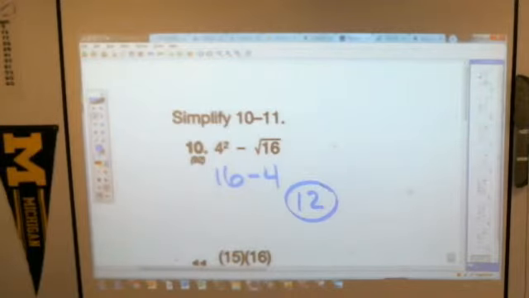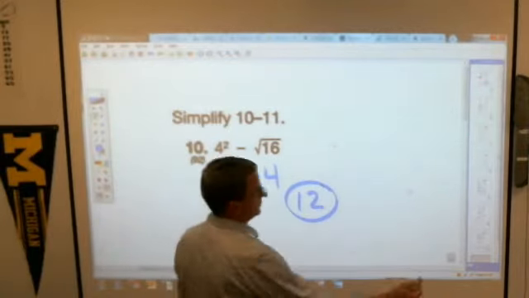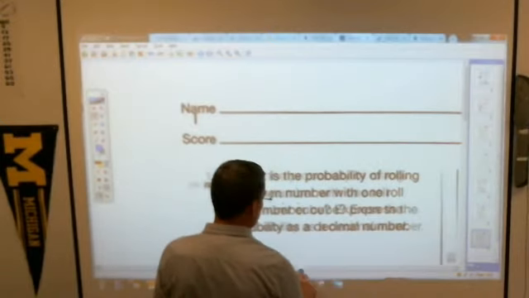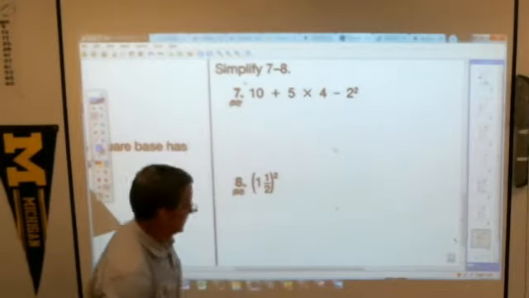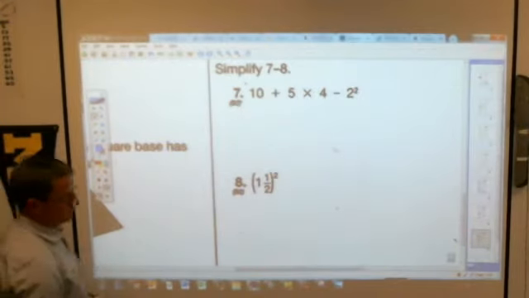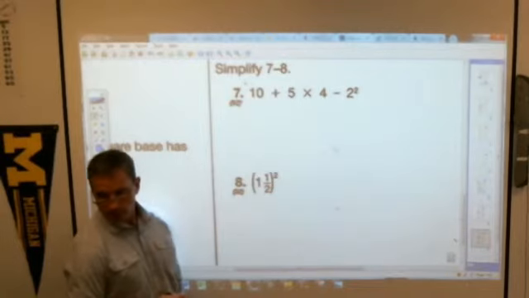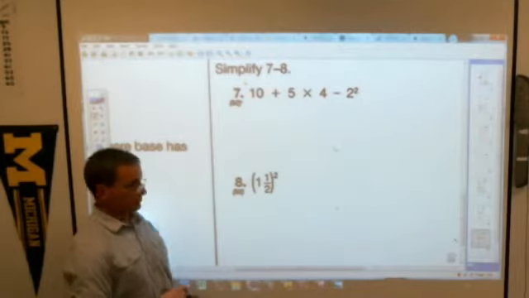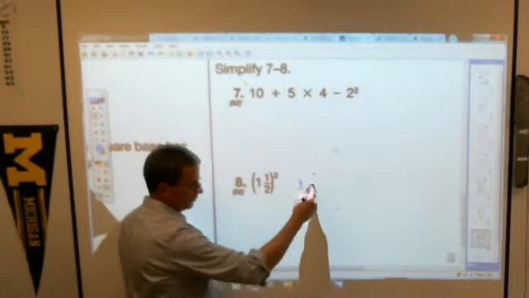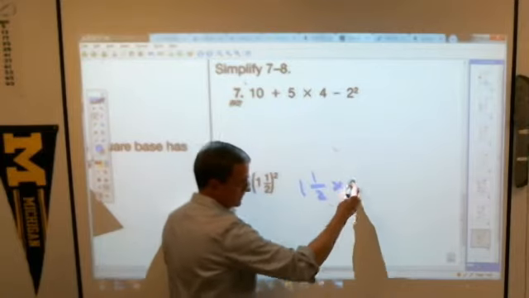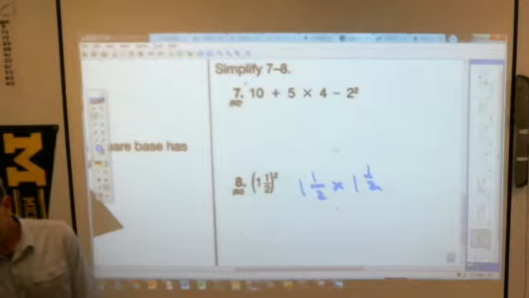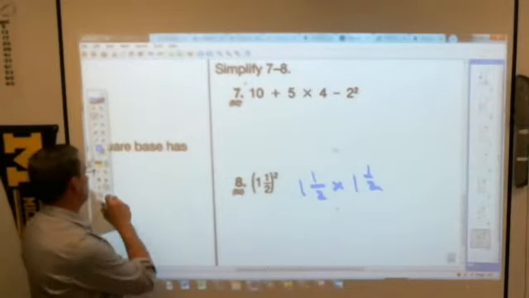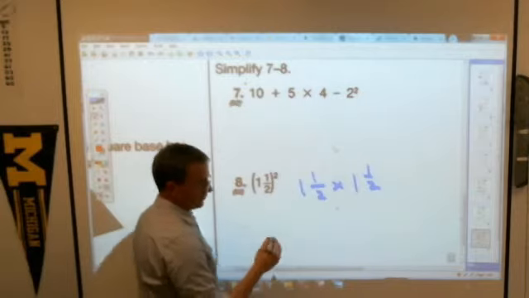Leah, can you do 8? Leah, what does squared mean? This squared means 1 1/2 times itself. And how do we multiply mixed numbers together? Change it to, make them improper. And what is 1 1/2 as improper?